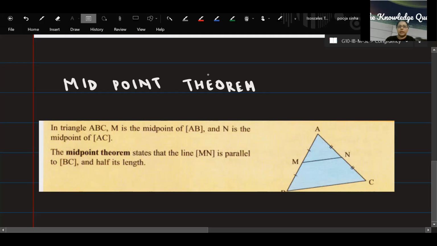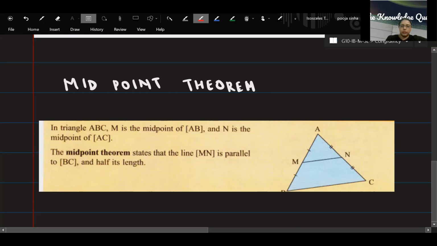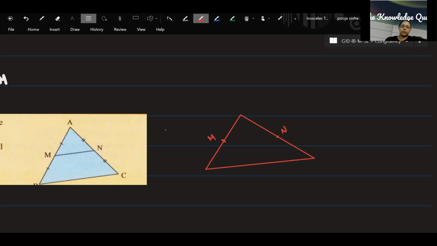Do you see there is a triangle and inside that there is another triangle? It's mentioned here, I'll draw it separately. There is a triangle. In that triangle, there's this point M here, and there's another point N here. And I am telling you that M is the midpoint.